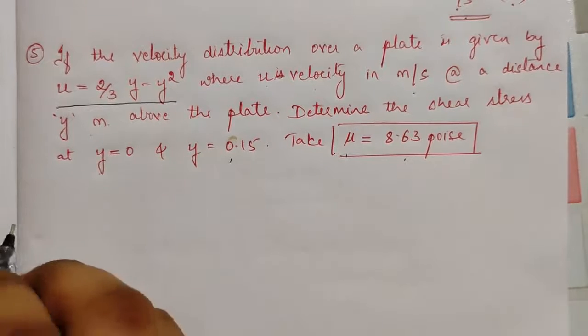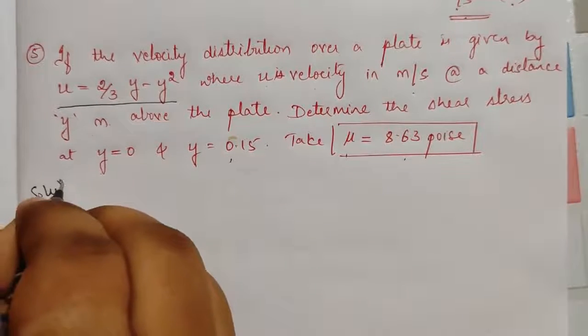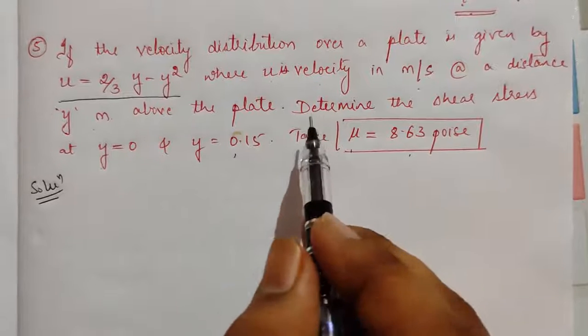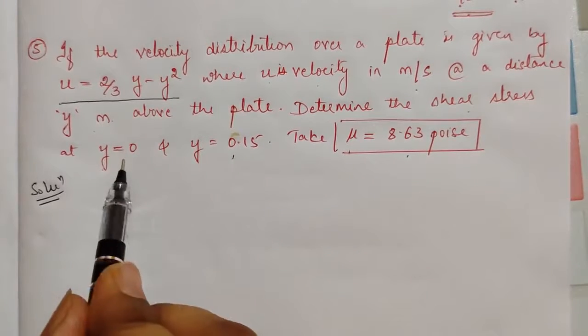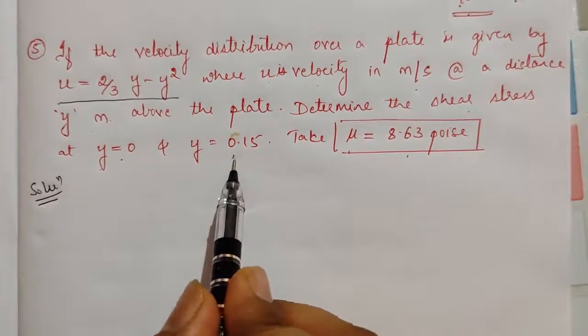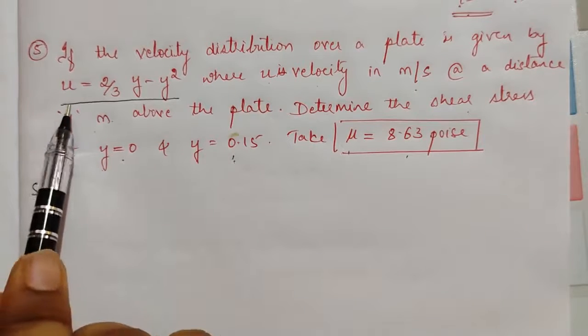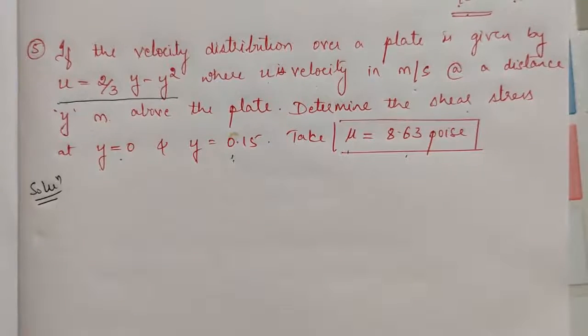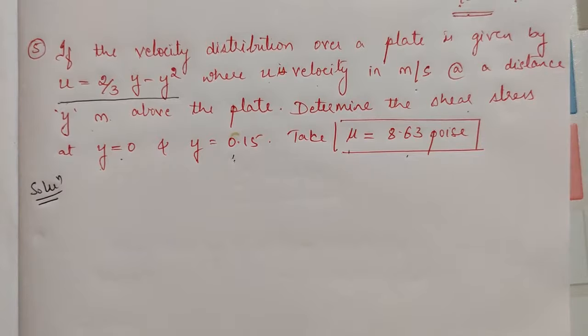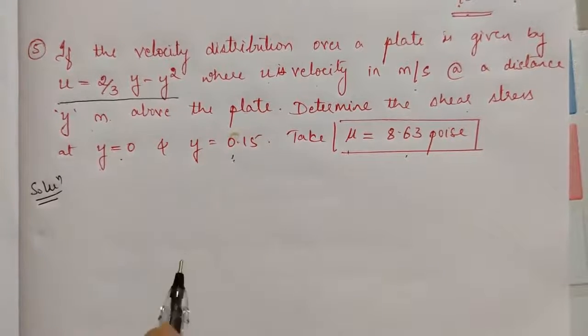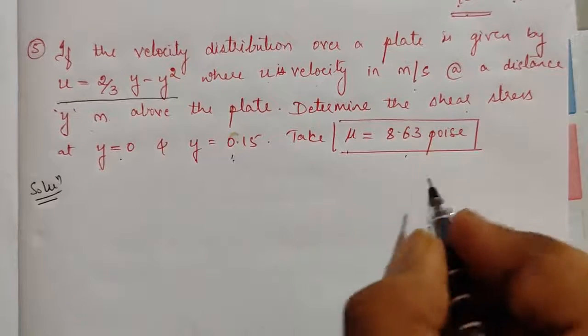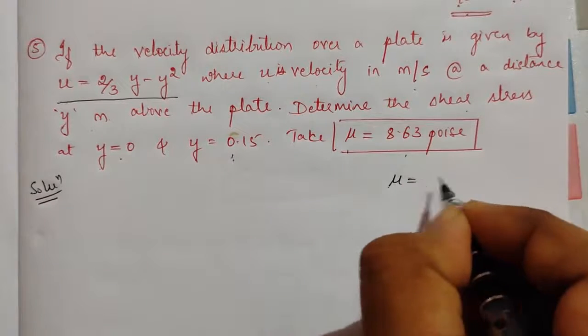So now what we have to do, we have to find the solution. That is, we have to find the shear stress at y equal to 0 and y equal to 0.15. Here the velocity is given in terms of an equation. Now whatever is given, we will take that. So they have given that mu is equal to what?